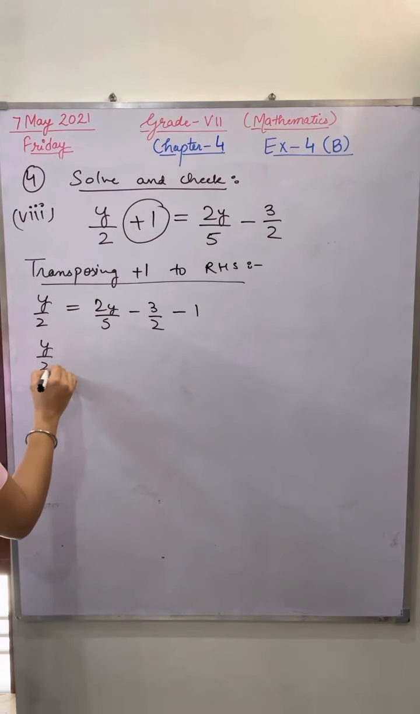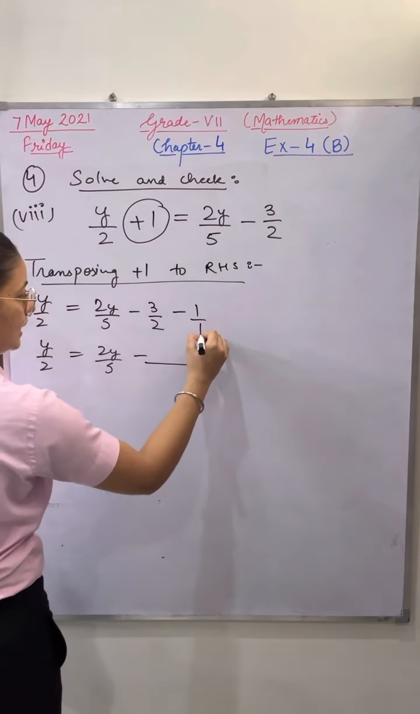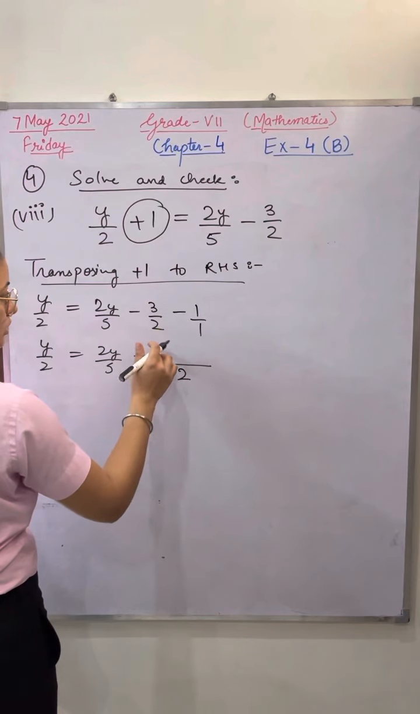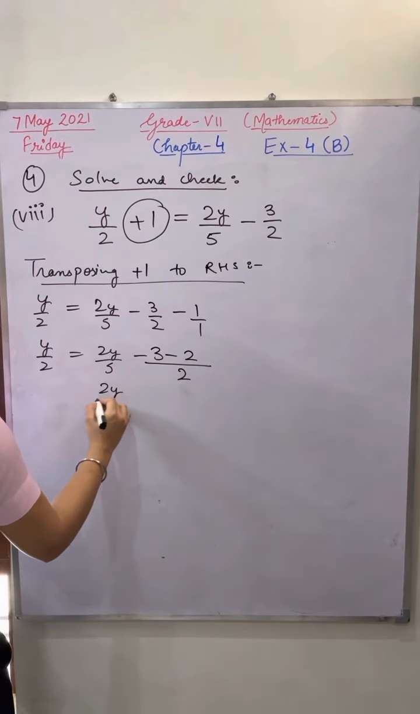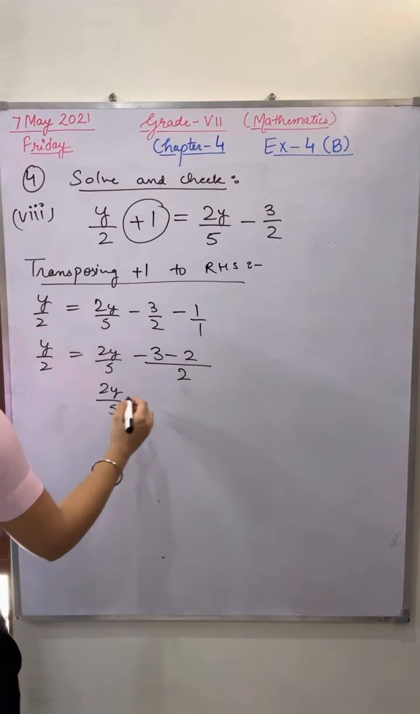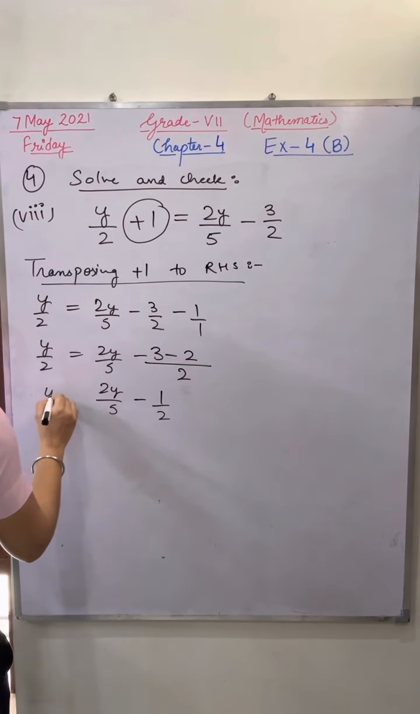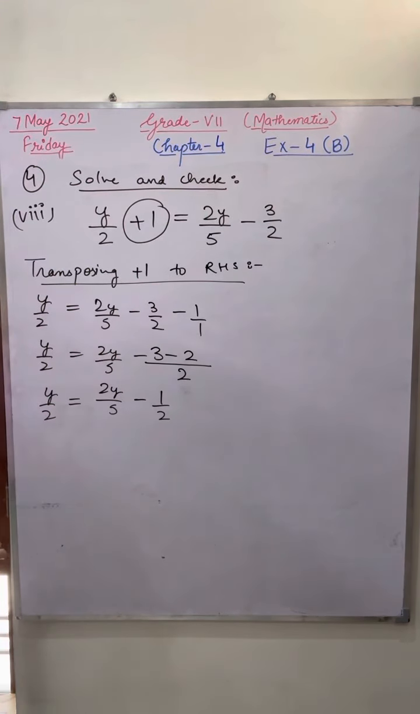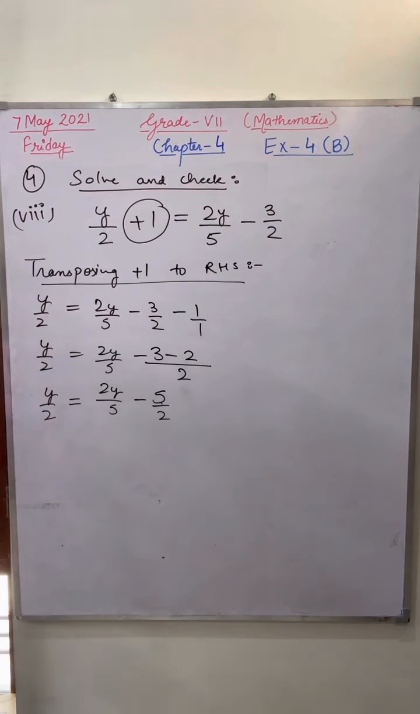Okay, y divided by 2 is equals to 2y by 5 minus, take LCM, 2 1s are 2 and 1 3s are 3, 1 2s are 2. It will be equal to 2y by 5 minus 3 minus 2 over 2, and y divided by 2 is equals to 2y by 5. Up to here is understood by everyone? Yes, sorry, minus 3 minus 2, that will become minus 5. Sorry, minus 5 by 2.